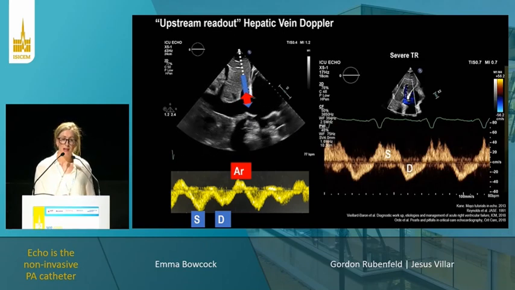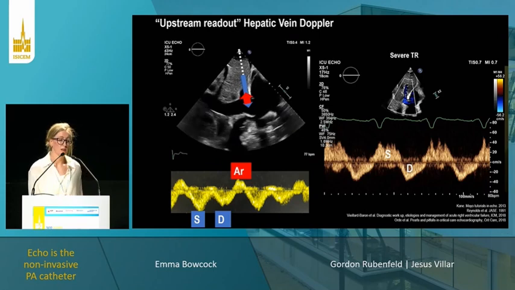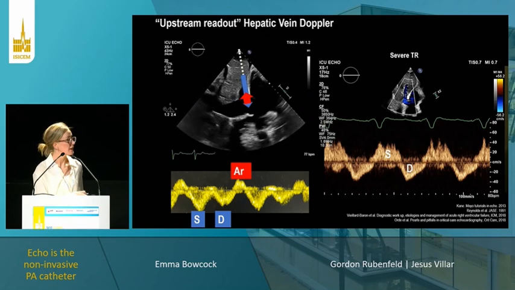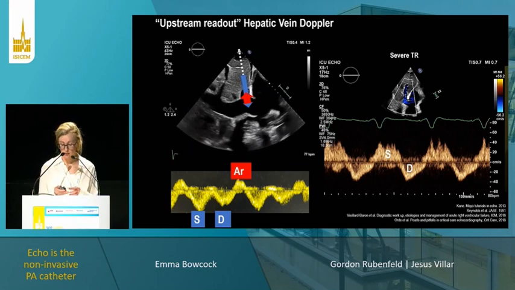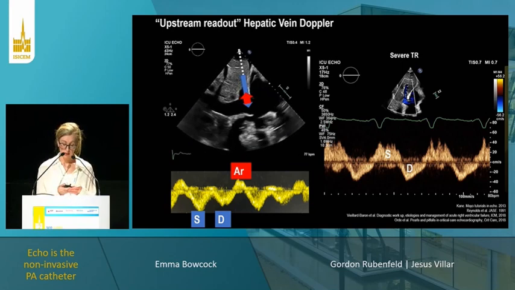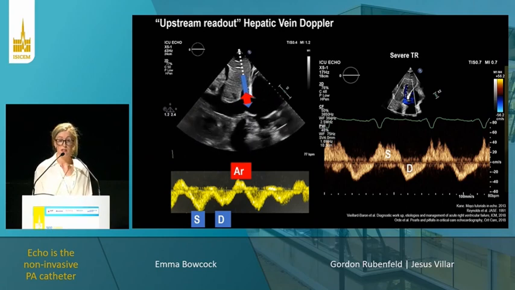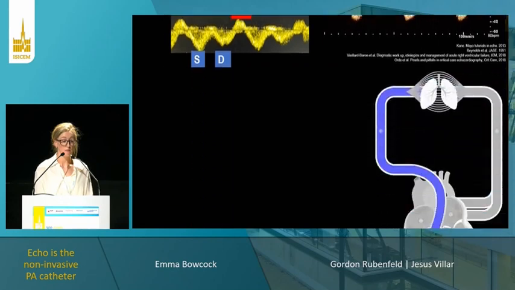And of course, if we see patterns like this, which is a really ominous pattern, it's systolic flow reversal. We can see here that the systolic flow is now above the baseline. It's refluxing back into that hepatic vein, telling us that we've got significant hepatic congestion. And we know that these patients are in real trouble unless we instigate treatment strategies pretty quickly.